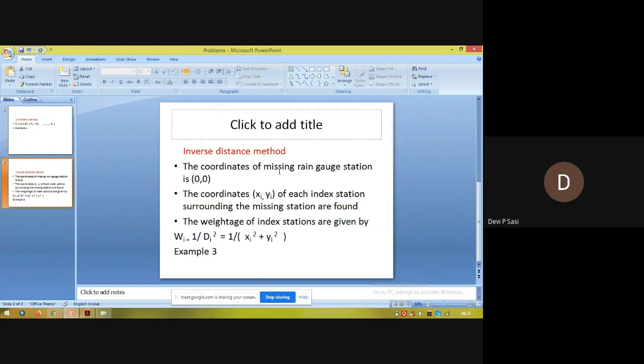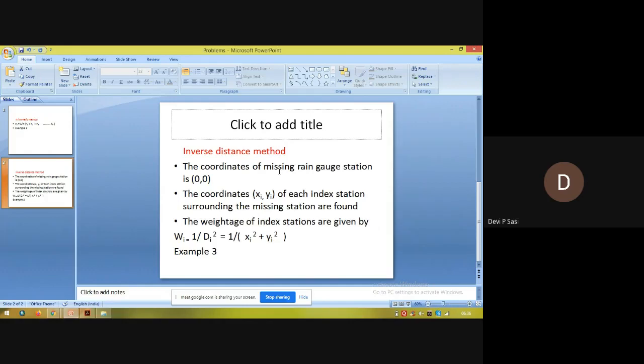Then the coordinates of other stations, that is index stations or surrounding stations xi, yi, are found. The first and foremost step is that the coordinates of the inoperative station, or the missing rain gauge station, are assumed as 0, 0. The second step is that the coordinates of the index stations are found. Let it be xi, yi.